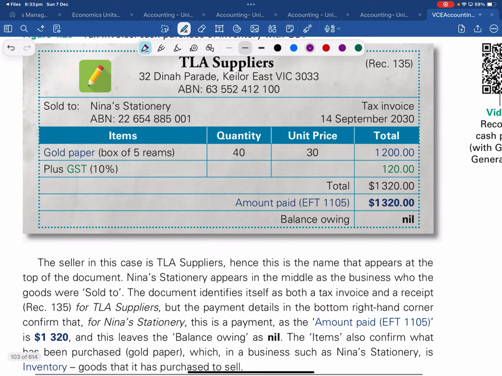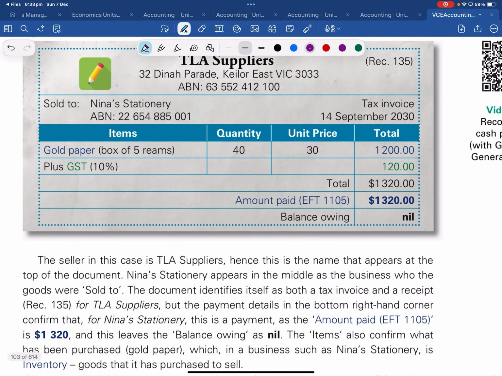What is this one? EFT payment. EFT or receipt? Which one? Receipt. Seller is... This is EFT, the not paid. It says EFT, yes? Okay, interesting. Very good. Seller in this case is TLX.